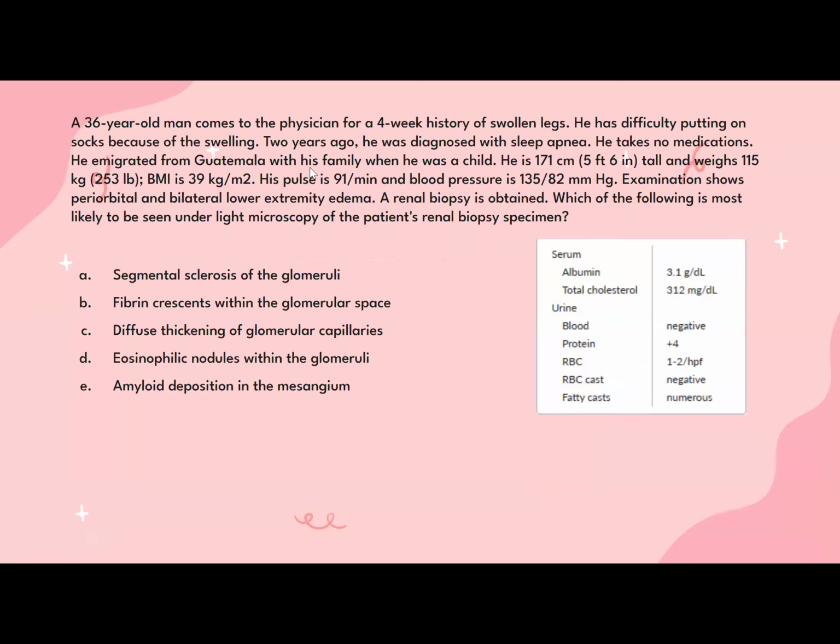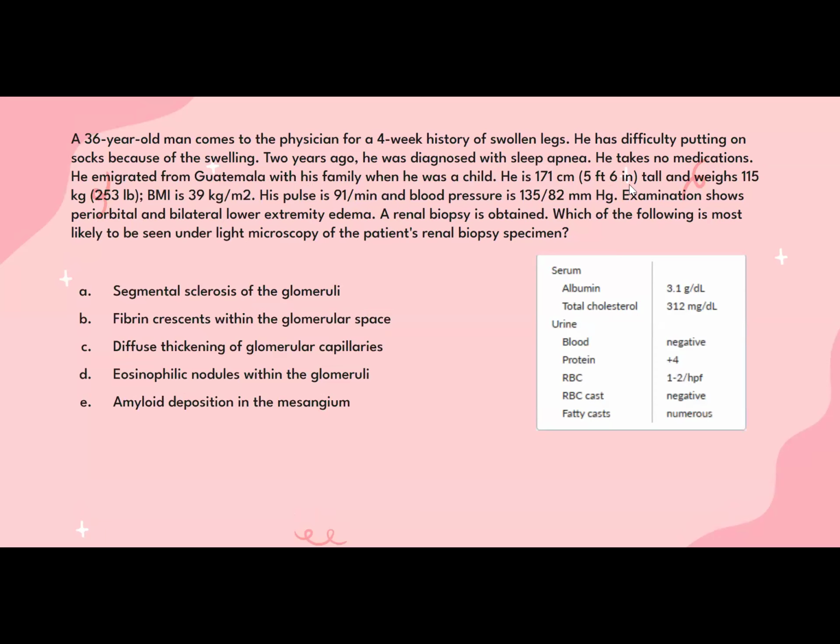Moving on, a 36-year-old man comes to the physician for a 4-week history of swollen legs. He has difficulty putting on his socks because of the swelling. Two years ago, he was diagnosed with sleep apnea. He takes no medications. He emigrated from Guatemala with his family when he was a child. His BMI is high, very high. His very high BMI sort of goes with the sleep apnea because obese patients usually have sleep apnea.